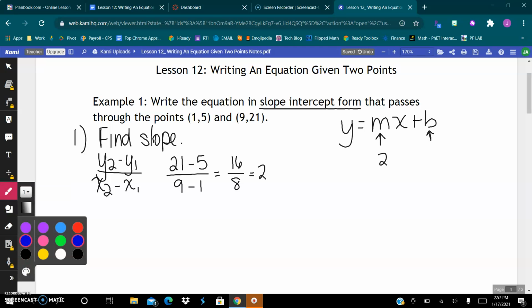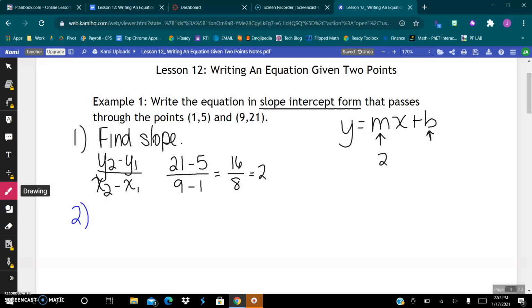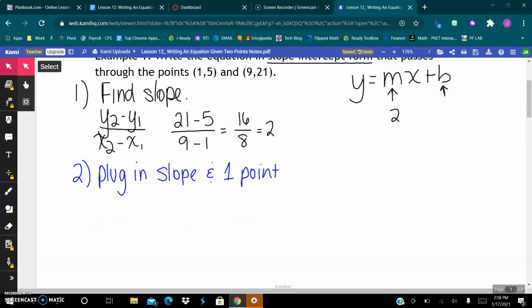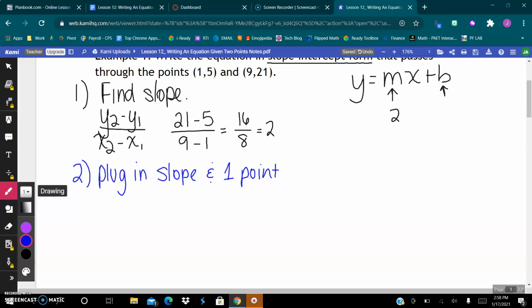Then for step 2, we're going to plug in the slope and 1 point. And it does not matter which point you pick, just one of those points. So I'm going to pick (1, 5) because they're smaller numbers to work with. So let me write those over here. So y equals mx plus b. Y is from our point, which would be 5. M is 2, and x is 1. And then we need to figure out what b is.